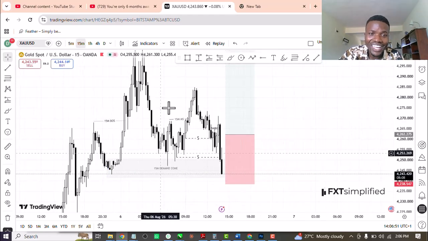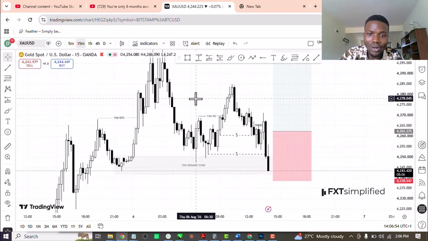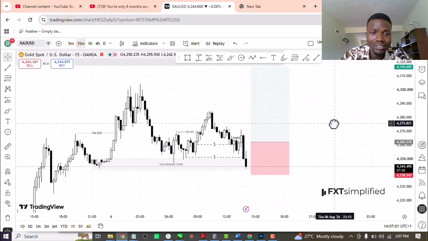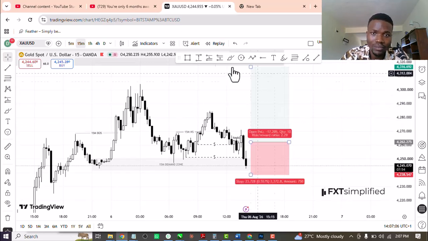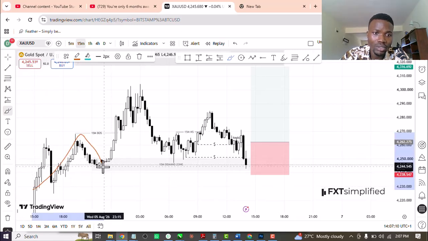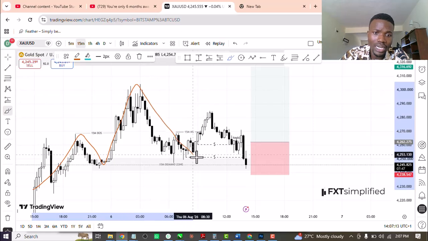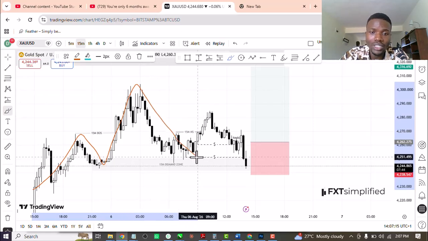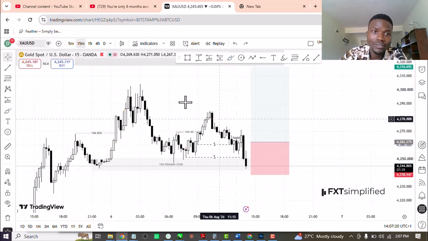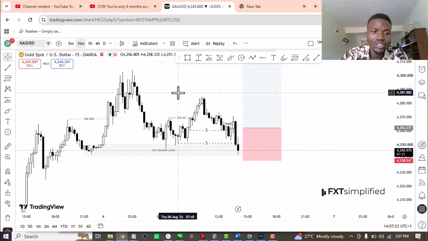Really, I don't expect price to actually dip all the way down here, because I know that price is in an uptrend, and I don't want to trade against the trend, because price has been creating higher highs, higher lows. This is the zone at which I expect price to continue this trend. But let's just see how price is going to react.